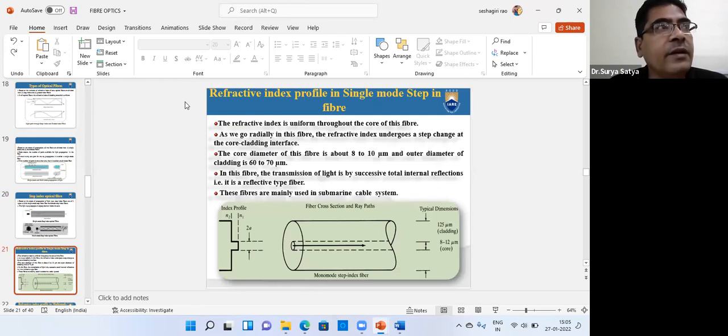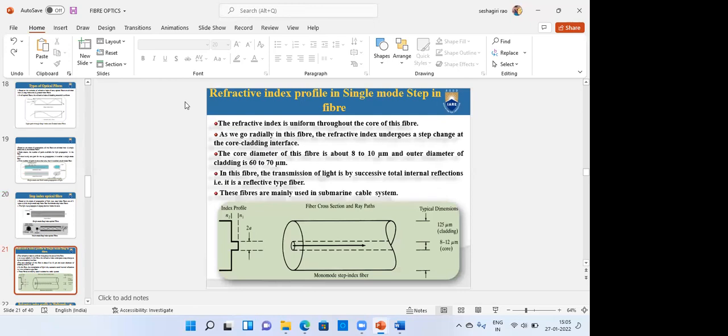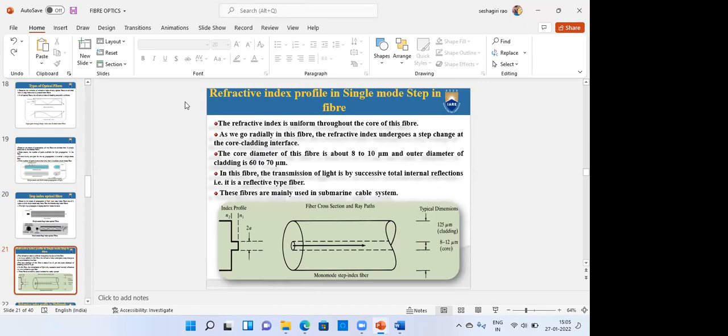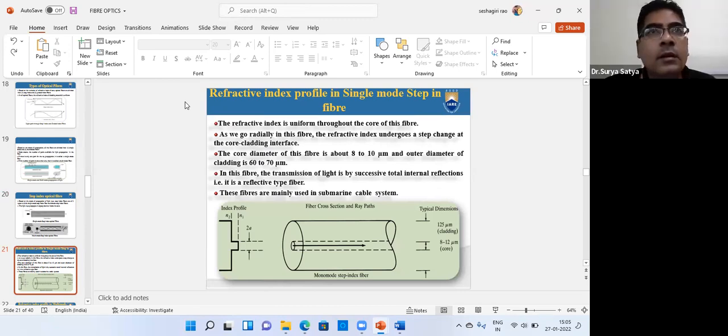So that is step index fibers and the refractive index profile in step index. How does the refractive index change? How is the refractive index profile in a step index fiber changed? The refractive index is uniform throughout the core of the fiber. What is the refractive index of the core? Core refractive index. I think we have seen this, right? We saw core dimensions and cladding dimensions.